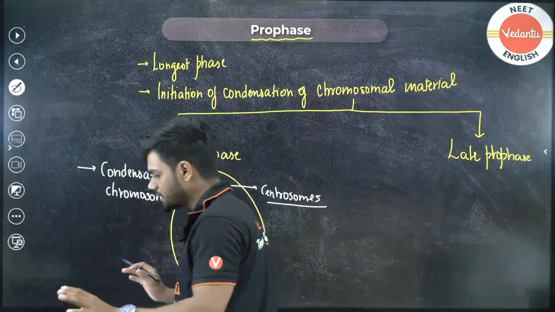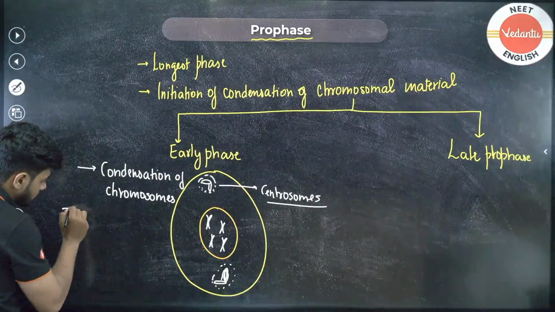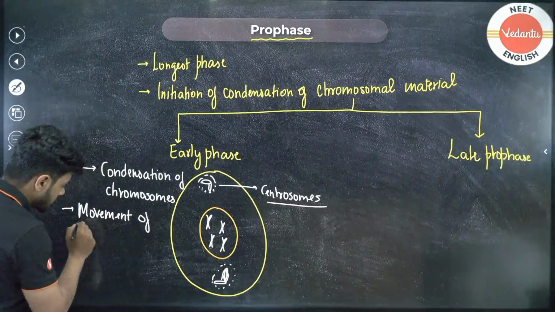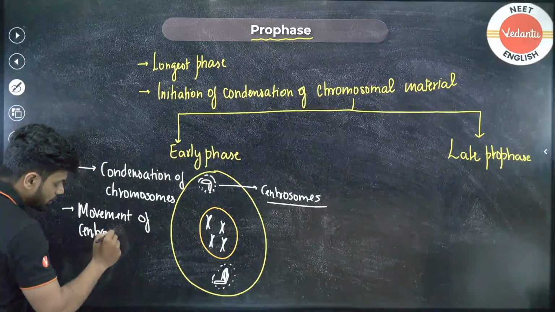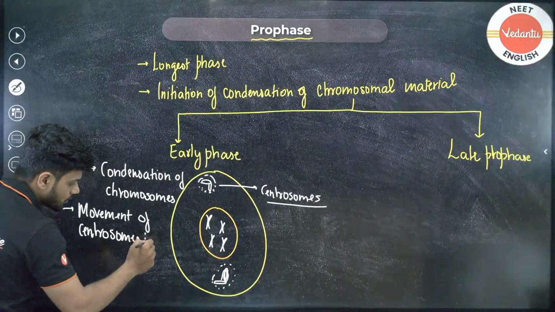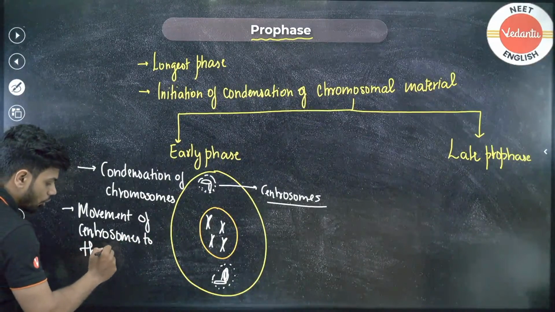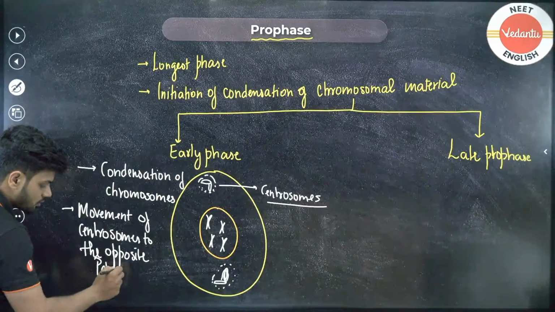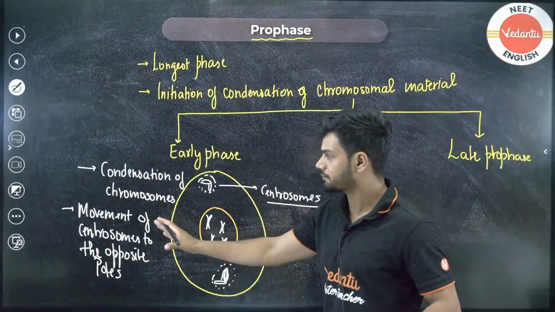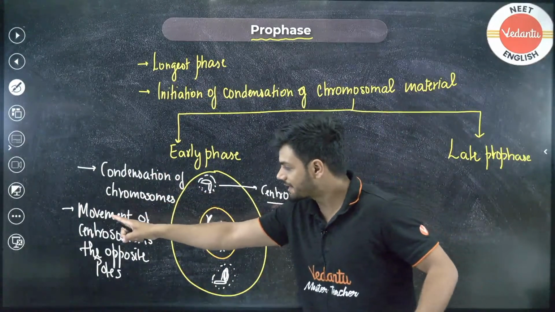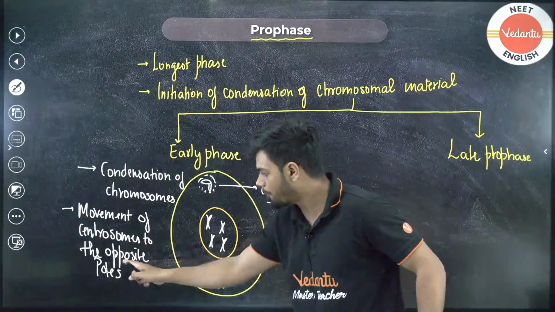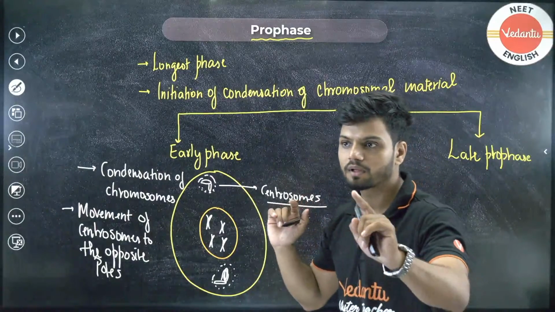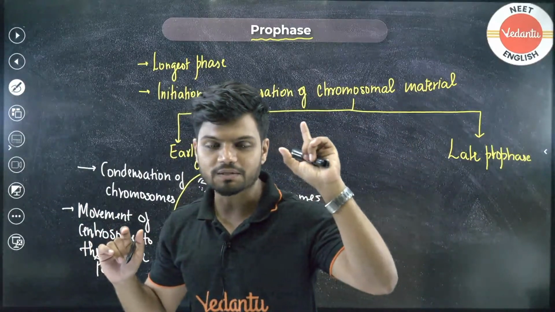Okay, so what is happening here? Movement of centrosomes to the opposite poles. First one is condensation of chromosomes. Second one is movement of centrosomes to the opposite poles. So centrosomes are moving towards the opposite poles. Done. Any doubt here? Ask me quickly.